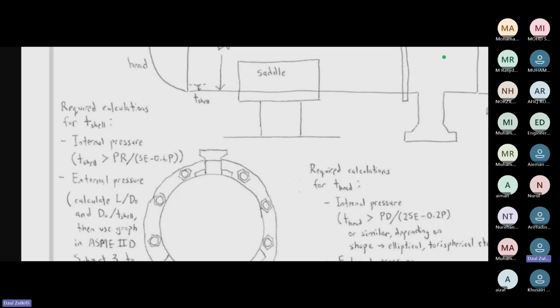On API 574, I have something to share. But can you hold back a bit on that? Well, we'll get to piping. Okay, let me quickly finish the vessel point first. Thank you for that question. Okay.